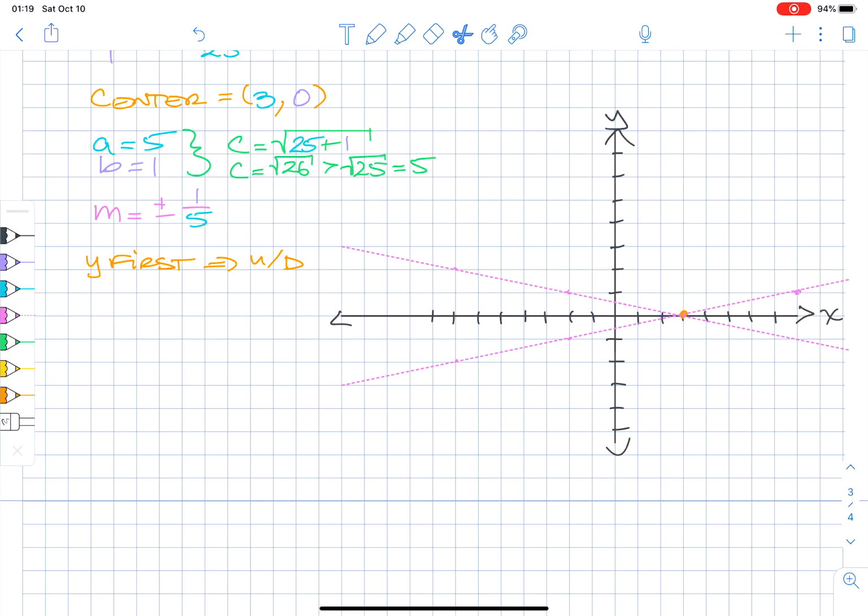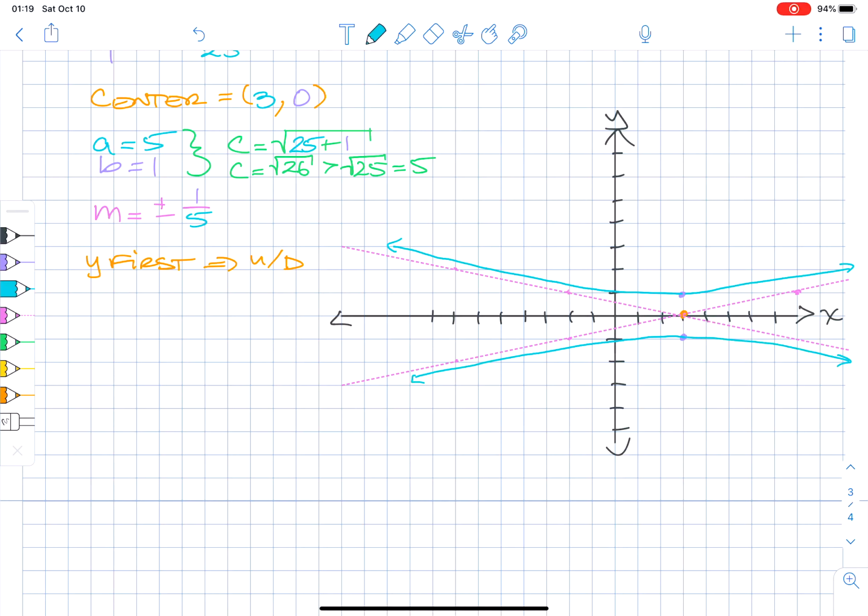Okay. So now we go up 1, because this is vertical, up, down, so B is 1. And we open up towards the asymptote. So this is a very, very wide hyperbola. It's curved, but very slightly. It's an exceptionally wide hyperbola.